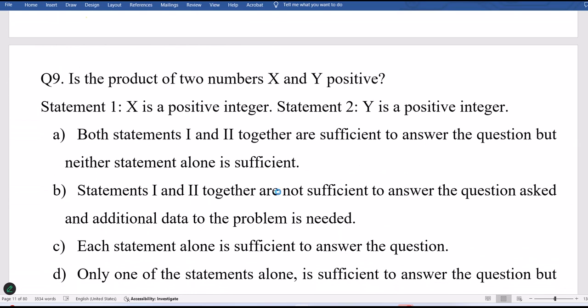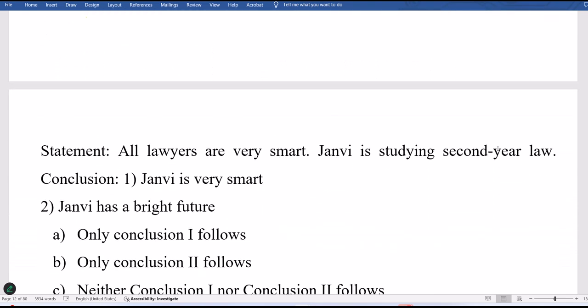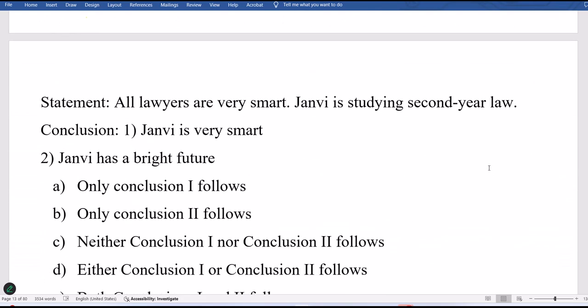And this one: the product of two numbers x and y is positive. Yeah, if x is positive, y is positive, both together we can decide, alone not. But this is a very dummy question, right? Certain easy questions also they will give. Out of all, don't think all questions are difficult, nothing like this. And this question, critical reasoning, generally it should come under critical reasoning.